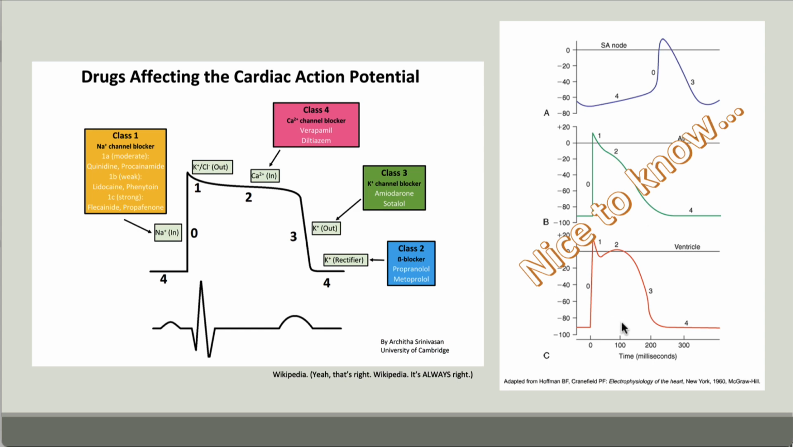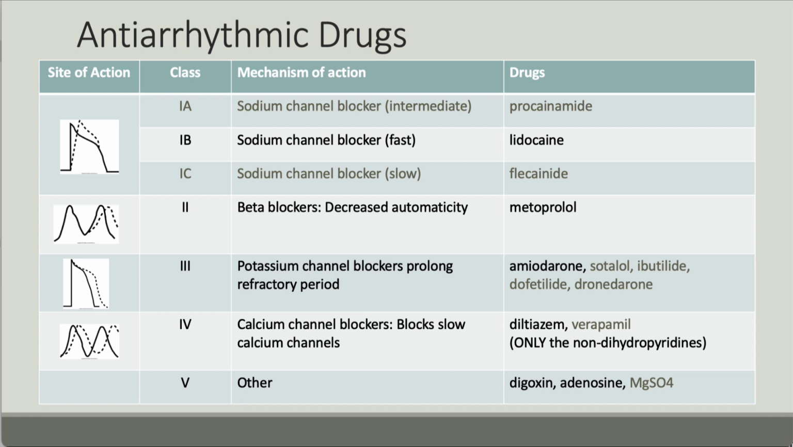And then we get down to the ventricle, which is the action potential that you're accustomed to seeing. But there are different action potentials depending on where in the heart we're talking about. The SA node, the AV node, and the ventricle all have different effects. So we can classify these antiarrhythmic drugs based on the site of action.